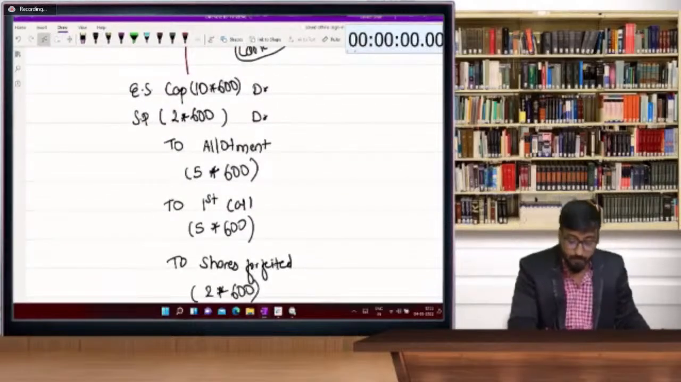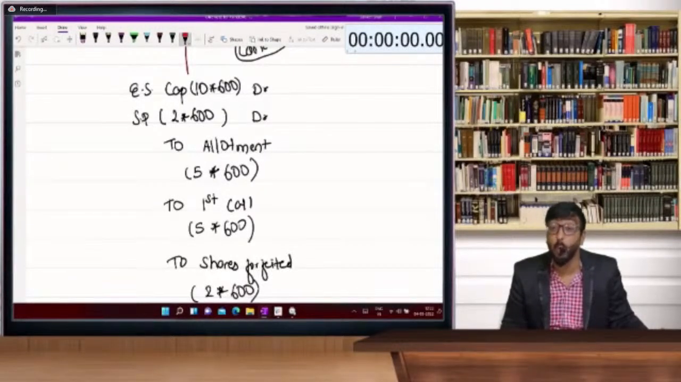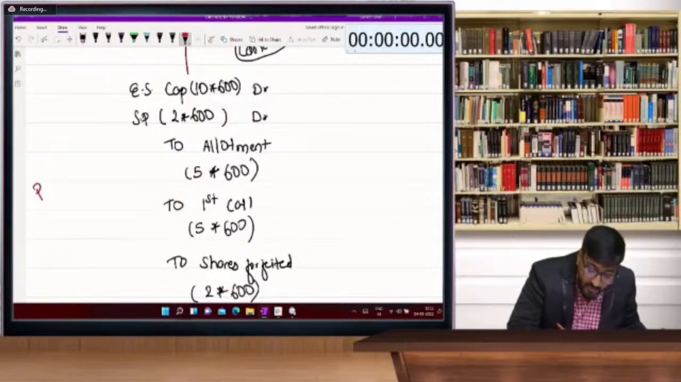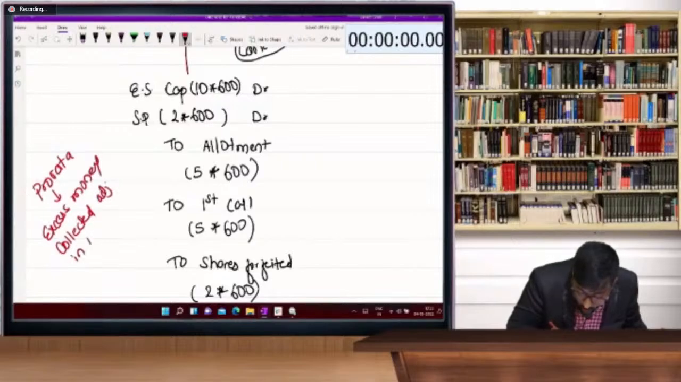And beta, you collected excess money. How many shares? 400 shares you collected excess. That is rupees 800. Now it is a pro rata. So pro rata, what it says? Pro rata excess money collected, adjusted in allotment.